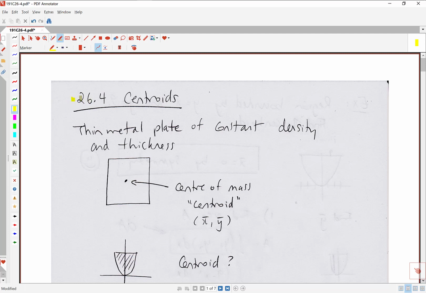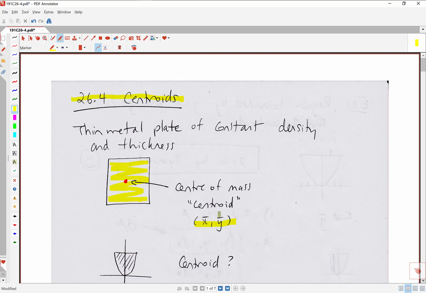In this video, we're going to be talking about centroids. So the context is that we have a thin metal plate of constant density and constant thickness, something like the metal plate in this picture here. And what we're trying to find is the center of mass, otherwise known as the centroid. In symbols, we're going to write that as (x bar, y bar).